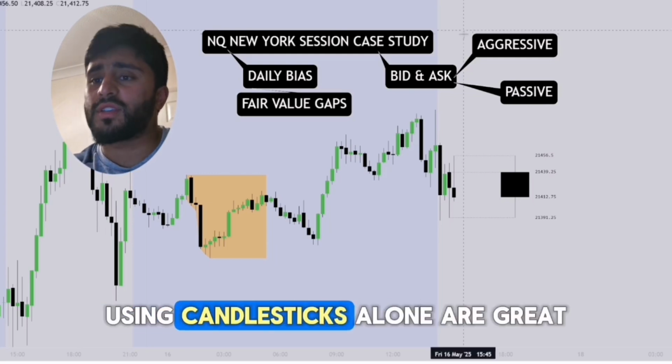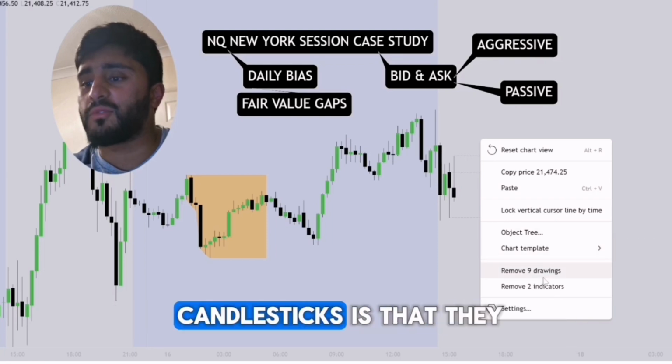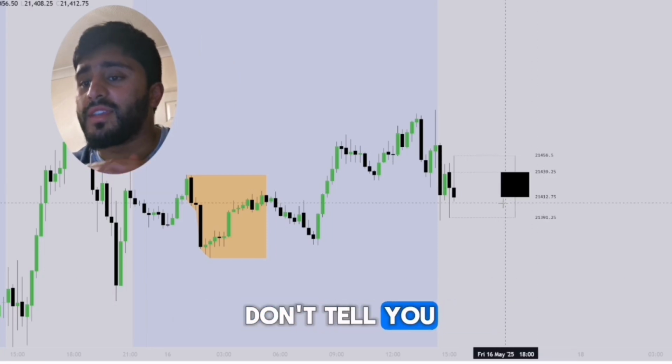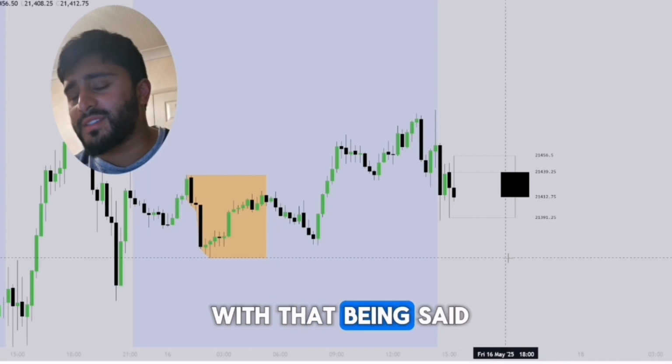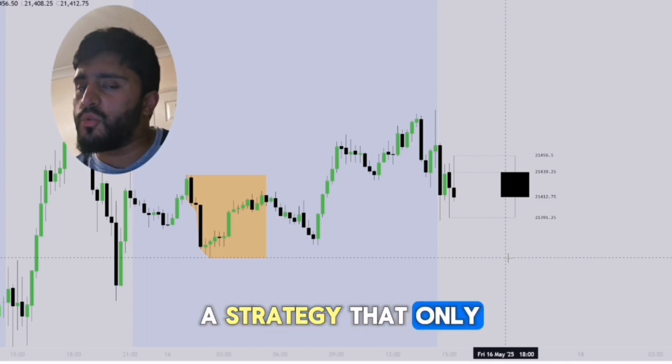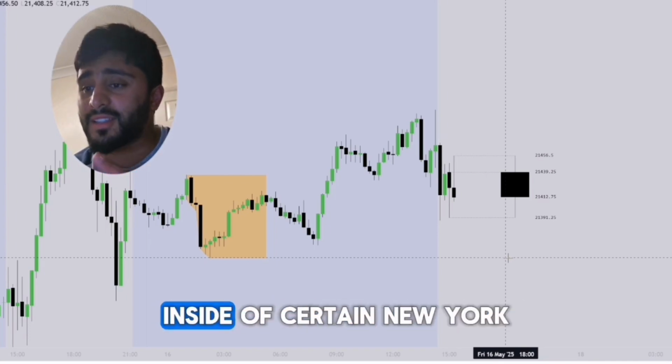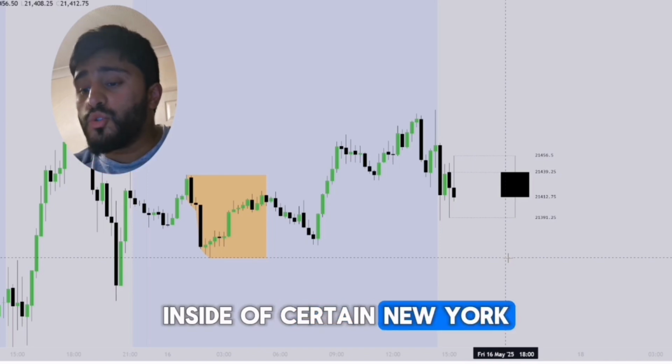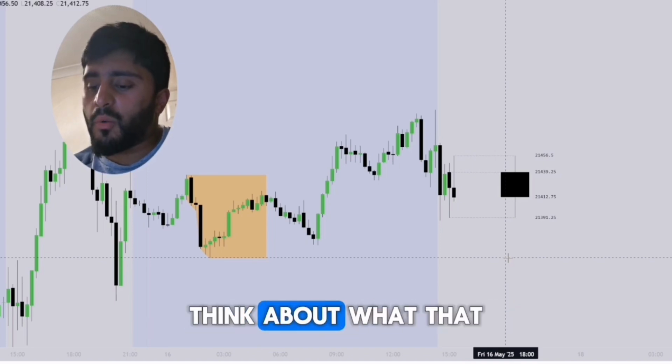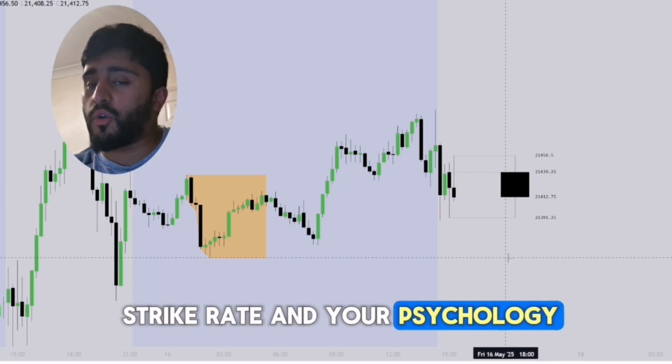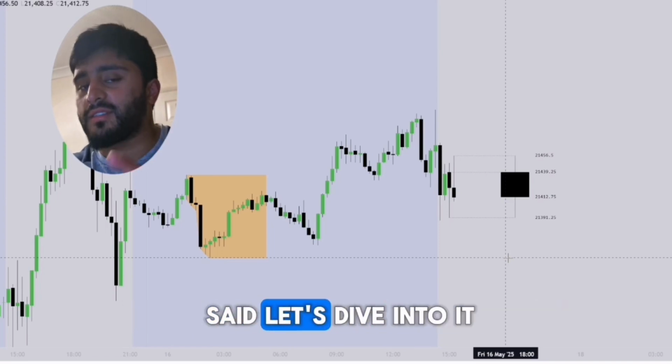So using candlesticks alone is great, but the problem with candlesticks is that they don't tell you the entire story. So with that being said, if you could learn a strategy that only relies on buyers and sellers inside of certain New York trading fair value gaps, think about what that would do to your strike rate and your psychology. So with that being said, let's dive into it.